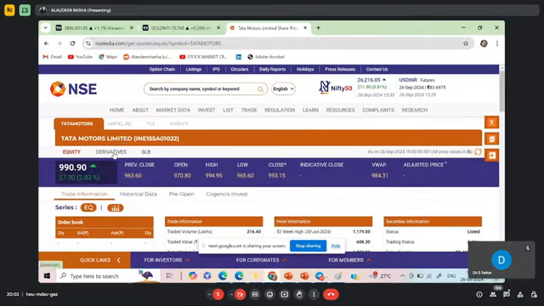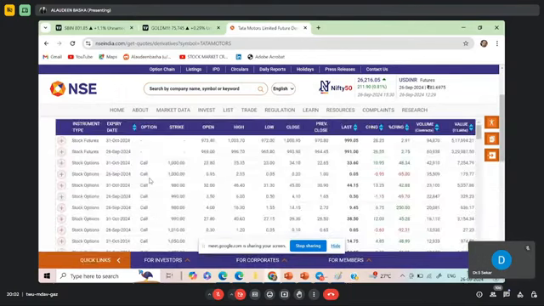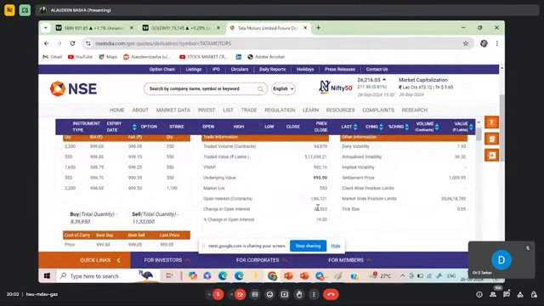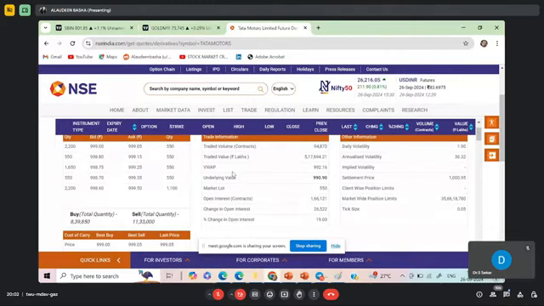Just click the derivatives. Once you click the derivatives, click the trade information. Once you click the trade information, select any particular futures. Just click the future, and here the market lot size is 550 for Tata Motors. So this is the correct method to find out the lot size of any particular script.